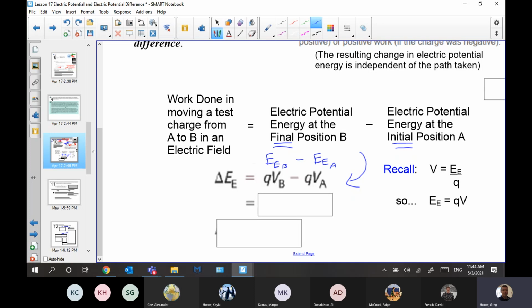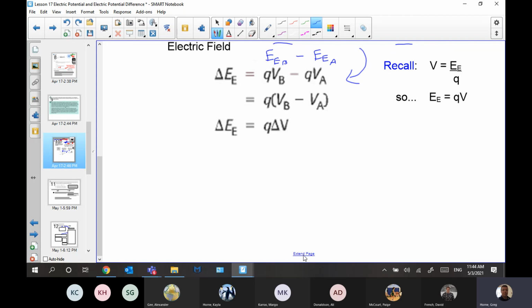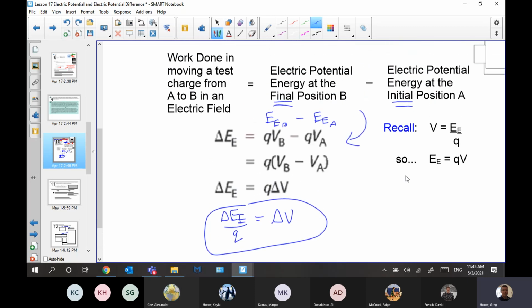So we've got the electric potential energy at each spot. That way we're not talking about the energy per charge anymore, just the difference in the energy. So our energy is Q delta V, which means we can say the potential difference is delta EE per Q. That's going to be the equation on the next page as well. It just follows directly from this one, so I may as well show it now while we're looking at it.